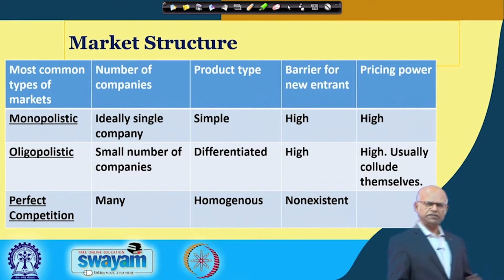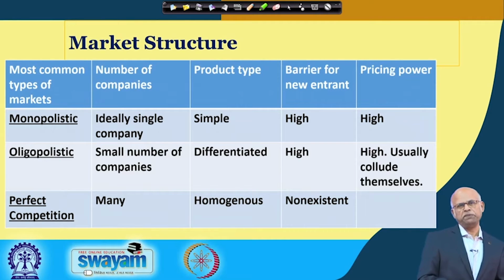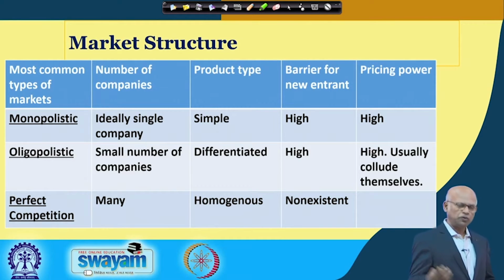Perfect competition is there are many sellers, many buyers, and products are all homogeneous. So, entry barrier is almost non-existent. There is almost no pricing power. If anybody increases the price, he will be out of market, something like that.